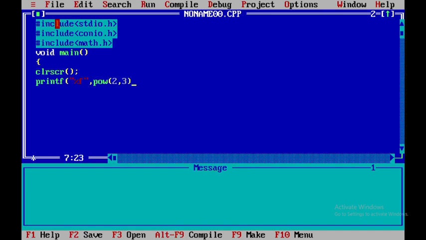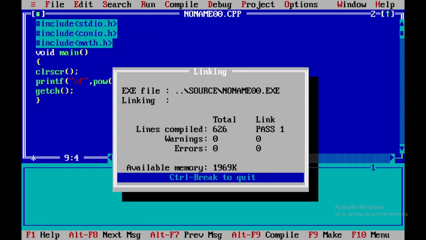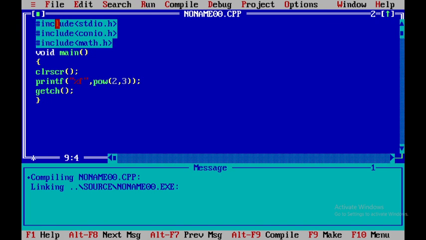Now if you run here, you can see power of 2 raised to 3 is 8. Thank you.